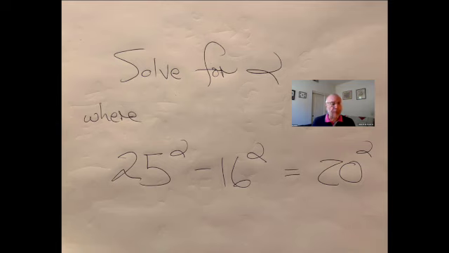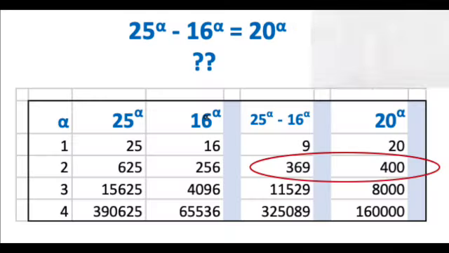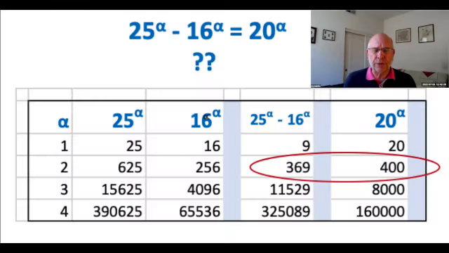So let's begin by first taking a look at what this equation looks like just numerically. So here again is the equation: 25 raised to the power alpha minus 16 raised to the power alpha. And that difference is equal to 20 raised to the power alpha. So the question then is, what value of alpha makes this equation hold?